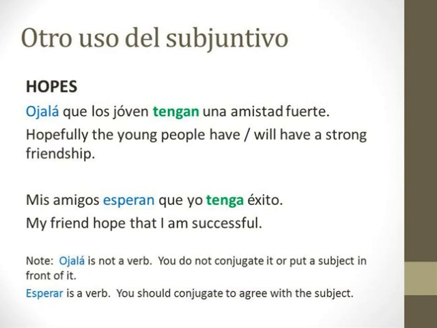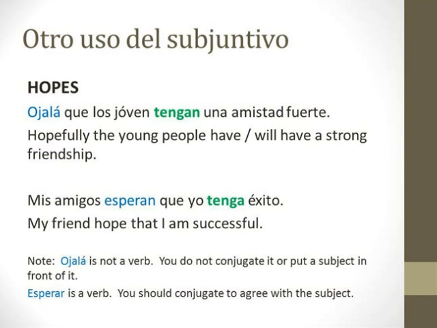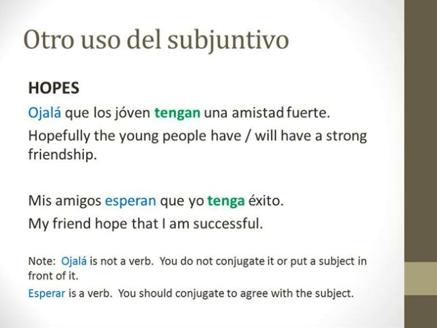So look at this first sentence, ojalá que. Remember, ojalá means hopefully. Ojalá que los jóvenes, that is a mistake. It should say los jóvenes with an es at the end of it. Ojalá que los jóvenes tengan una amistad fuerte. What that means is hopefully these young people have or will have a strong friendship. The subjunctive can actually be used for the future or the present, and so you can interpret it either way.